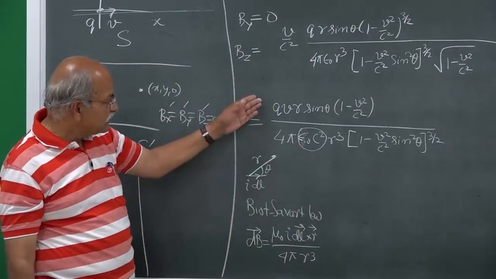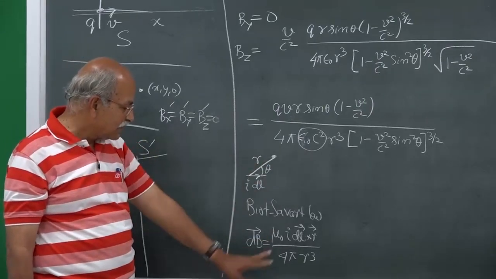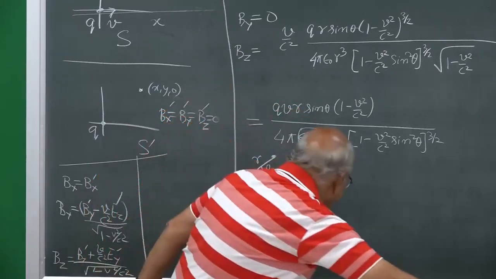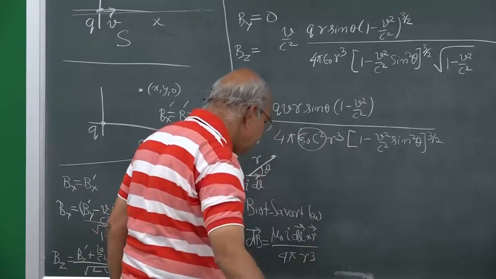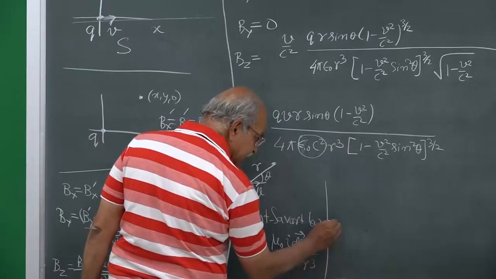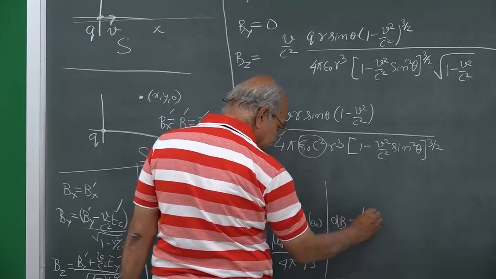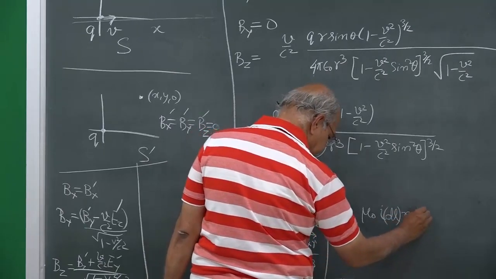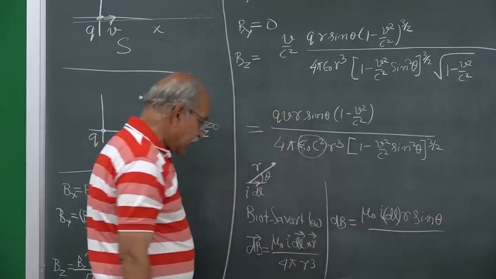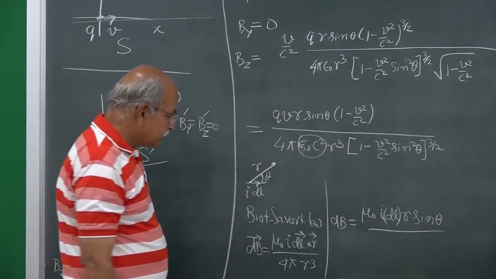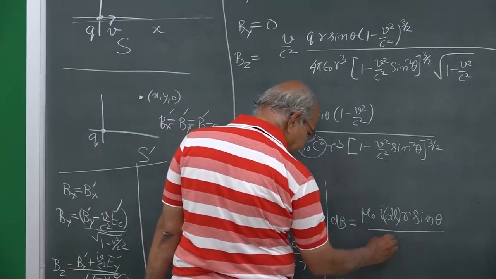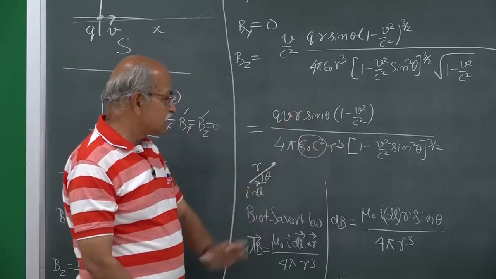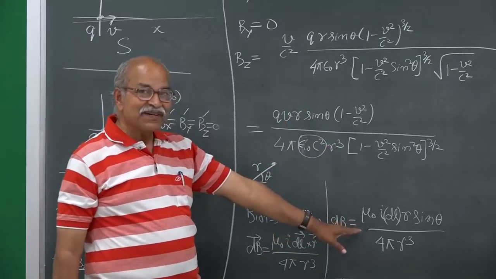So that is the Biot-Savart law, and this 1 by epsilon naught C square, you can write as mu naught. So it is mu naught by 4 pi, r cube is also there, and dl cross r. If I take the magnitude, dB is equal to mu naught I dl and then r and sin theta, where theta is the angle between this dl direction and this r direction, and then divided by 4 pi r cube. So this r you can cancel, it will be r square. Here also r can be cancelled and it will be r square. So that comes from the Biot-Savart law.